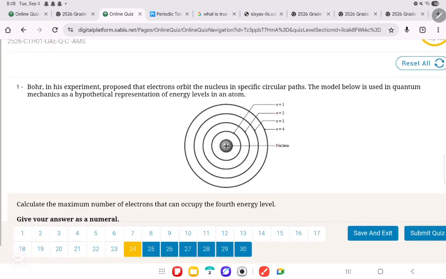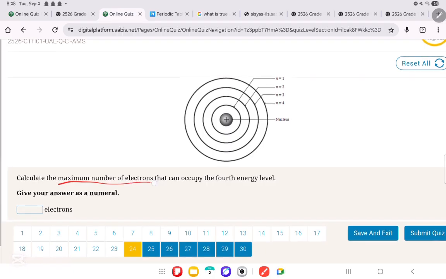Question number 24. Bohr, in his experiment, proposed that electrons orbit the nucleus in specific orbits. Okay, this is a model. They're asking us to calculate the maximum number of electrons that can occupy the fourth energy level. We said to occupy the energy level, that means that n, which is the energy level, is equal to 4, right? So first thing we got is that our energy level is equal to 4.